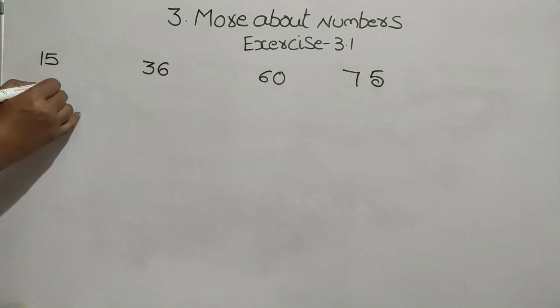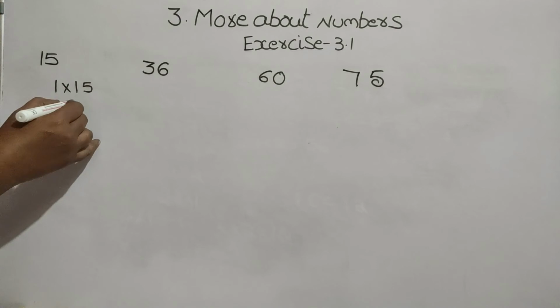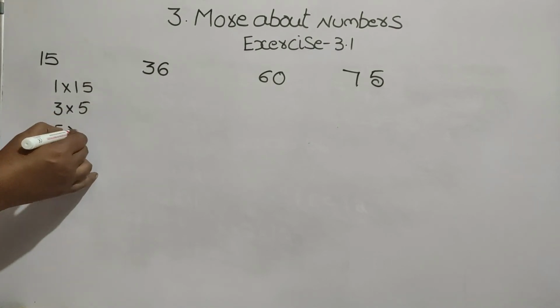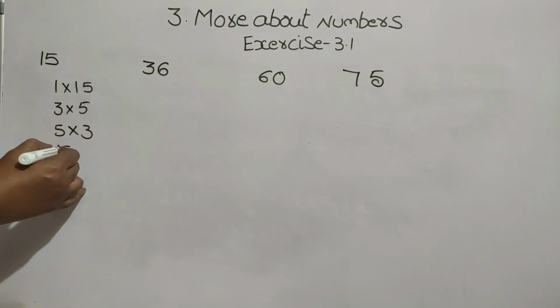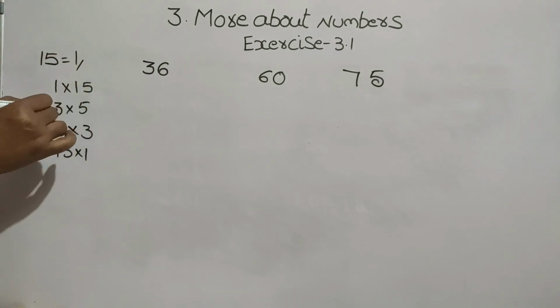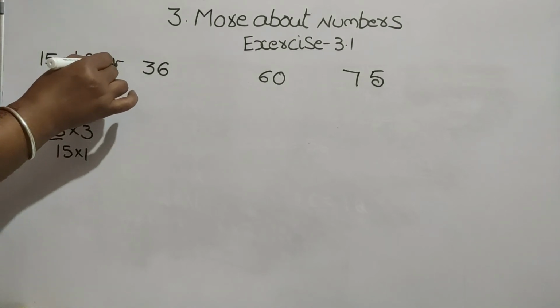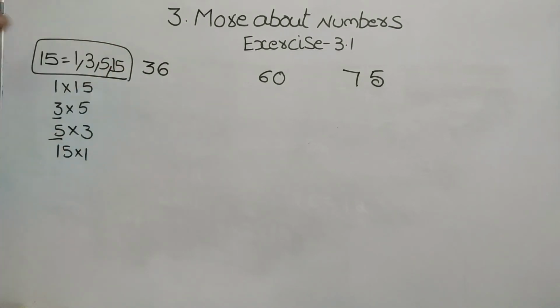15. 1 15s are 15. 3 5s are 15. 5 3s are 15. 15 1s are 15. So the factors of 15 are 1, 3, 5, 15. This ends the first question.